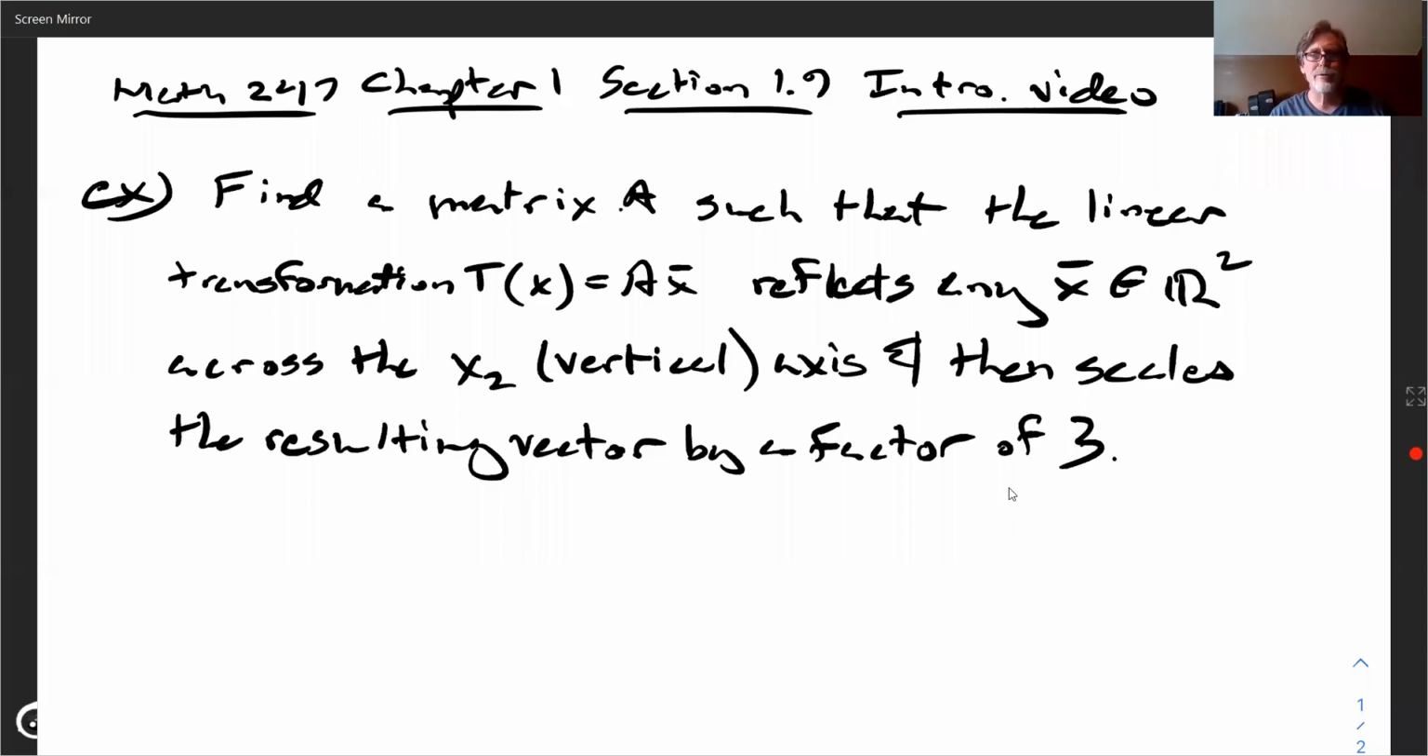Okay, so that last one was so long. This one will be kind of quicker. Section 1.9, an introductory video to that. And what we're really interested in, it's pretty cool stuff, is we're in the world of R2 just to goof around and watch what can happen.